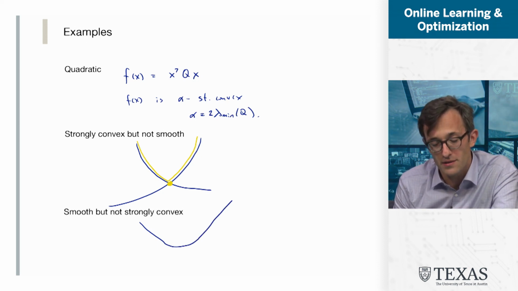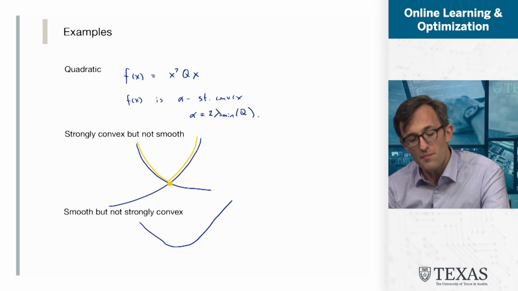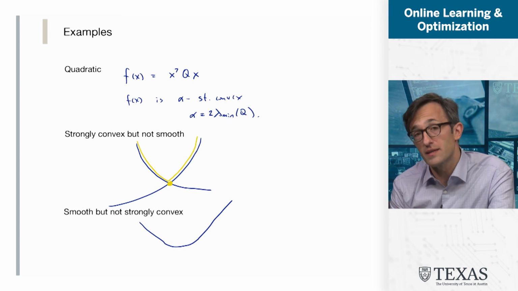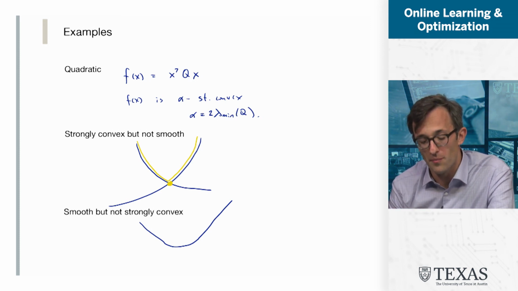then this function is smooth, but not strongly convex. Next time, we're going to look at how smoothness and strong convexity translate into additional useful properties for convex functions. We'll pick it up next time.